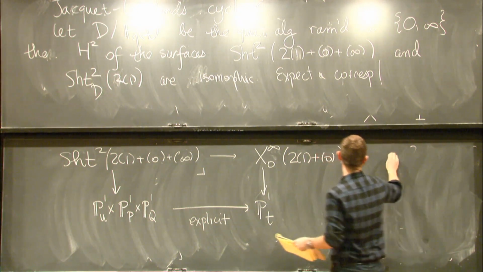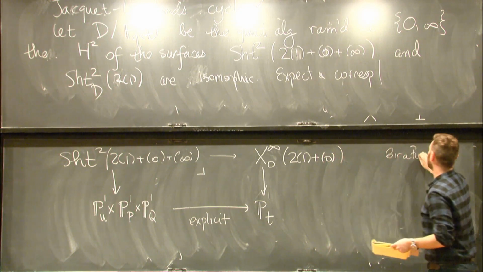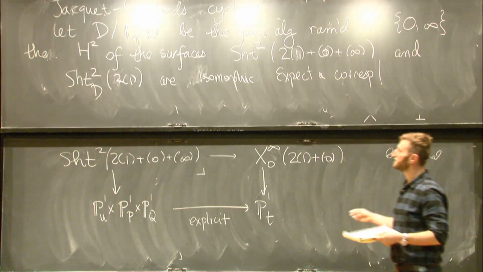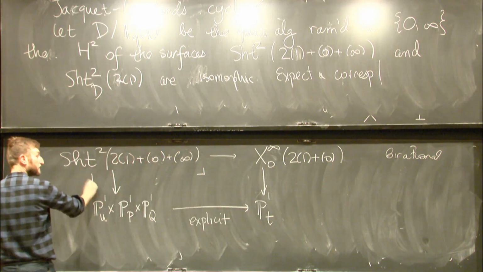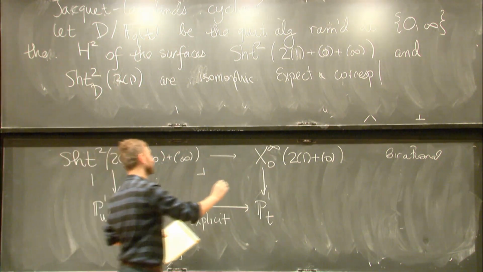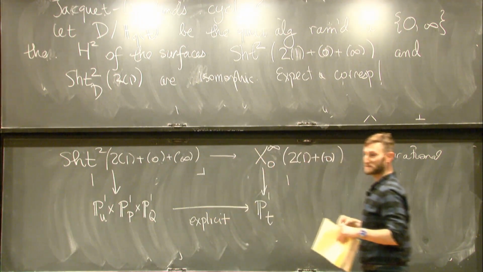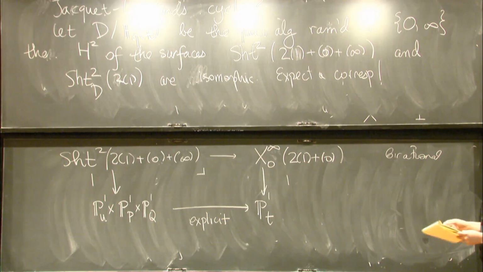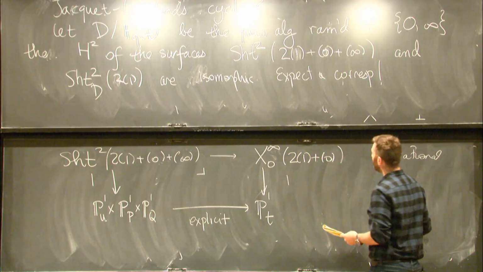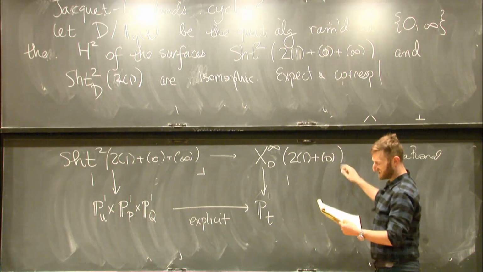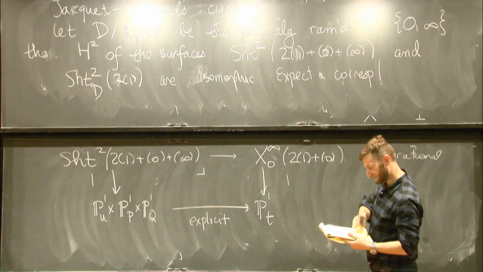No, everything here is birational. This is four-dimensional, this is three-dimensional, so this has relative dimension one. And this has relative dimension one. So we're happy, right? So this tells you what the space is. And I even came up with a nice formula for this. I don't know if you like formulas.